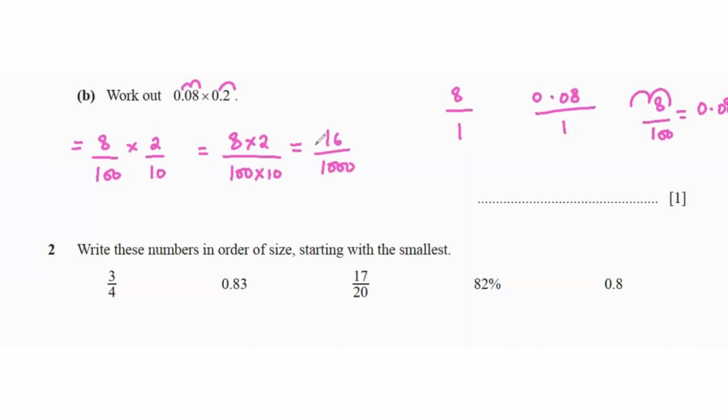Now we're going to do the opposite thing again. I'm going to move the decimal 3 places to the left now. So that's going to be 0.016. And that's your answer.